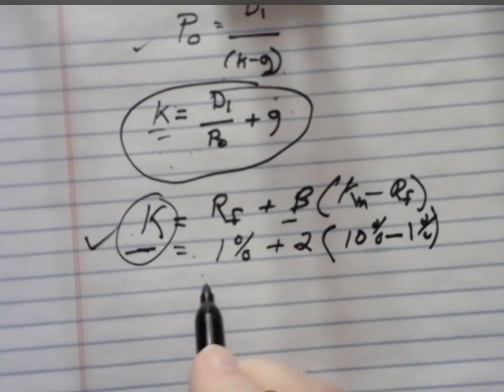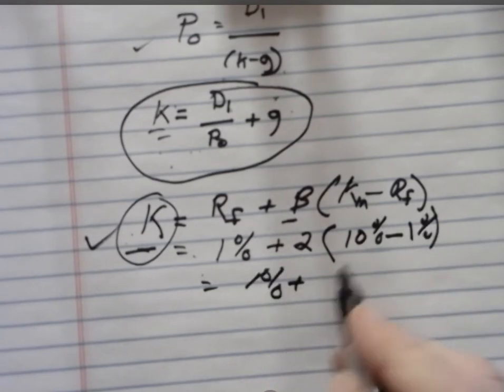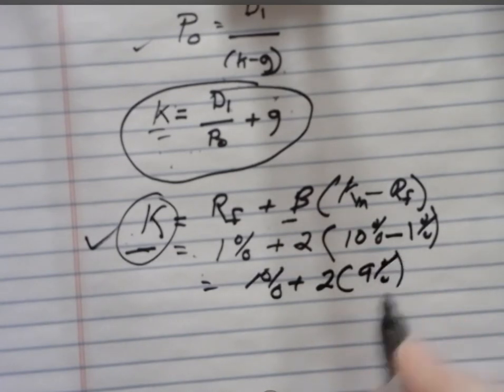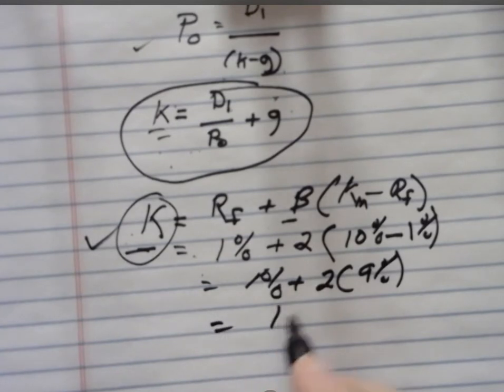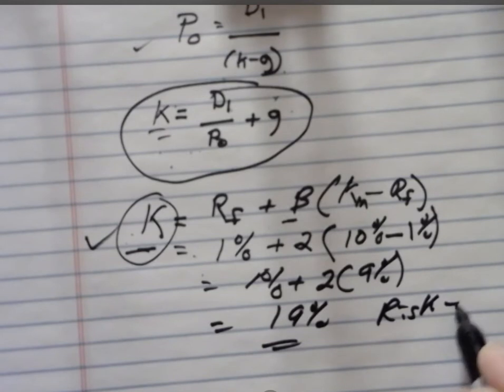So again, we can go through the confines. 1% plus 2 times 9%. So that's 18. So 19% is my risk-adjusted rate of return. Risk-adjusted simply means I'm taking into account the risk of this stock. How risky is my stock? Well, that's based upon this beta, the volatility.